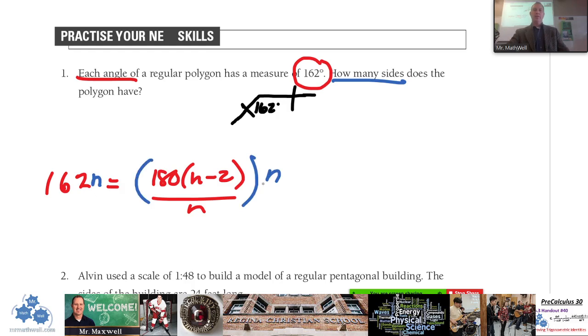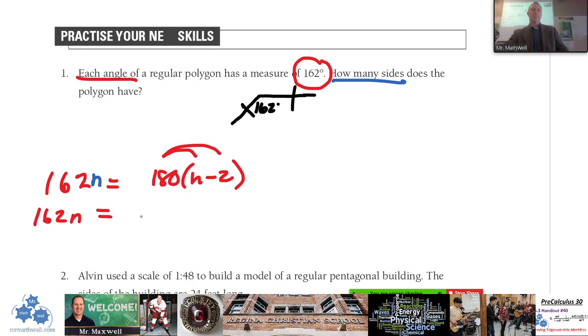What does that do? Well, that gets rid of the n in the denominator on the right side. And I'm left with 162n equals 180 times n minus 2. If I now multiply 180 into these brackets, I get 180n minus 2 times 180, which is 360. Some of your algebra skills from previous classes might be kicking in now, and you say, okay, I need to solve for n. I have two like terms, so I'm going to get them together. What you maybe want to do is subtract 180n from both sides.